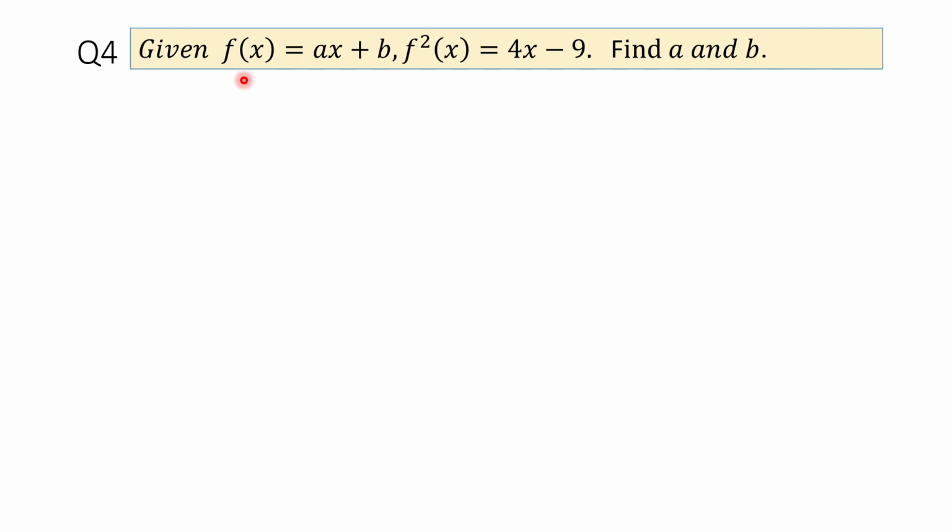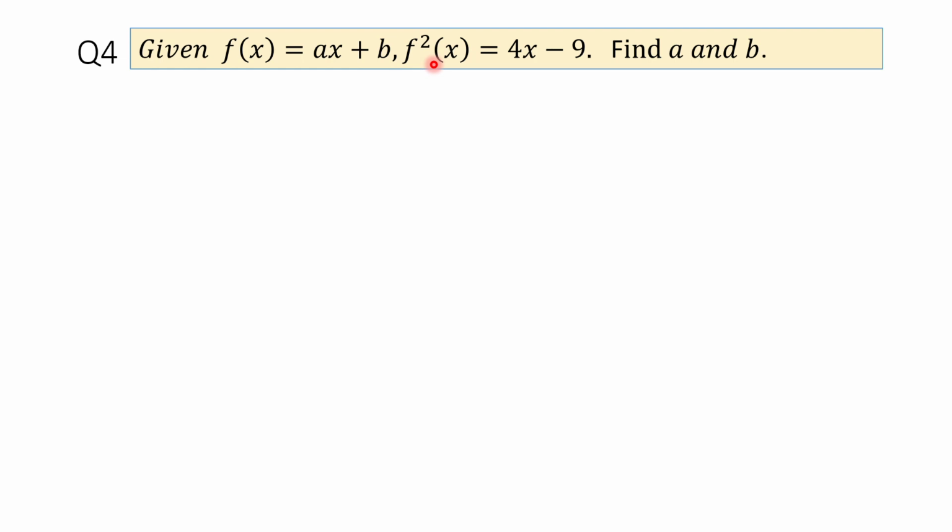Question 4, you are given f(x) equals ax plus b and f squared x as 4x minus 9. Find the value of a and b. Now, if you see this question, you are not asked to find any composite function or the inverse of f, but you are asked to find the unknown. So what you can do is you find f squared on your own, then you compare with the f squared that is given in the question.